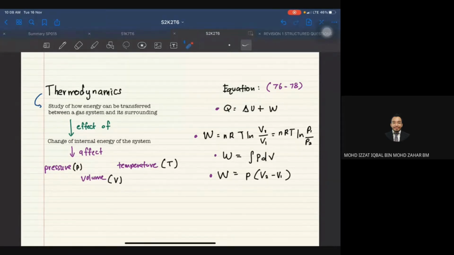Okay, what is thermodynamics? Thermodynamics is study of how energy can be transferred between a gas system and its surrounding. Okay, it study the effects of change of internal energy of the system. So basically, we want to focus on the change of internal energy of the system. So if you guys still remember, U is equals to internal energy. So delta U here represent the change. Okay, kalau delta ni maksudnya perubahan lah.